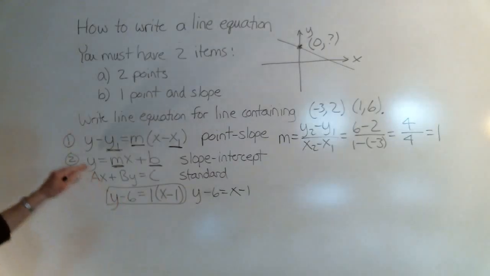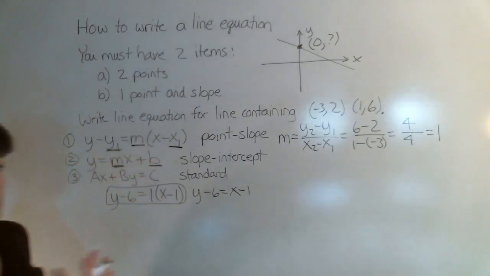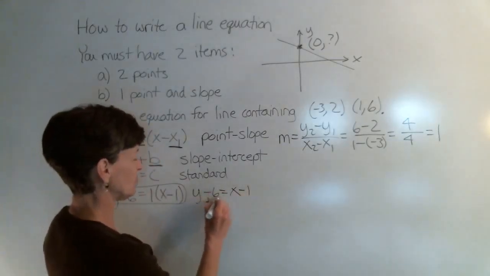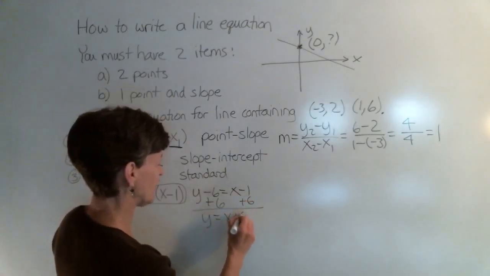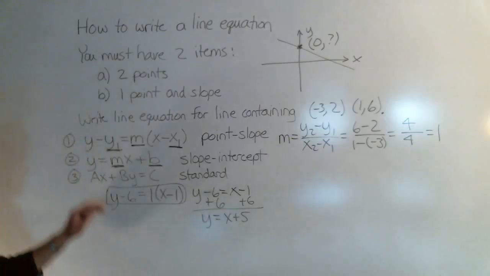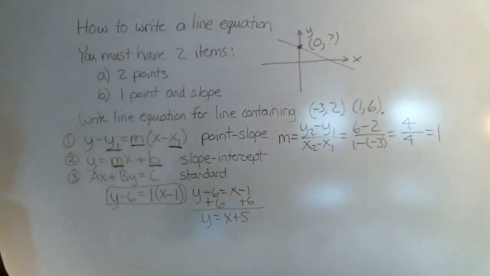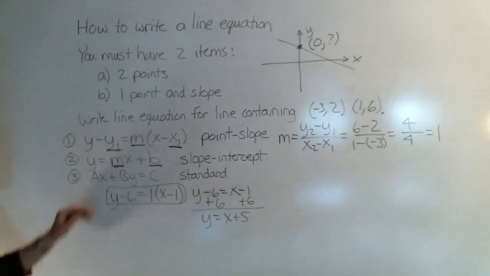Now, if I want the line equation in slope-intercept form, I'm just going to move the 6 over. So I have y equals x plus 5. Now my equation is in slope-intercept form. All right, well, let's suppose, though, that we wanted it in standard form. How would we have done that?